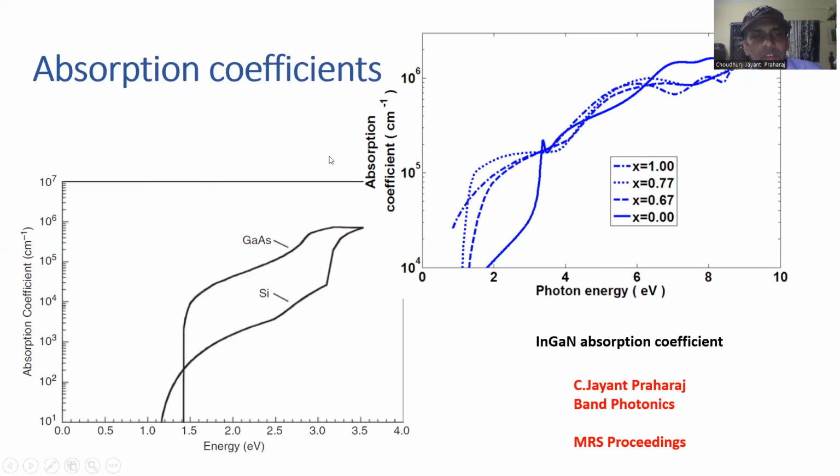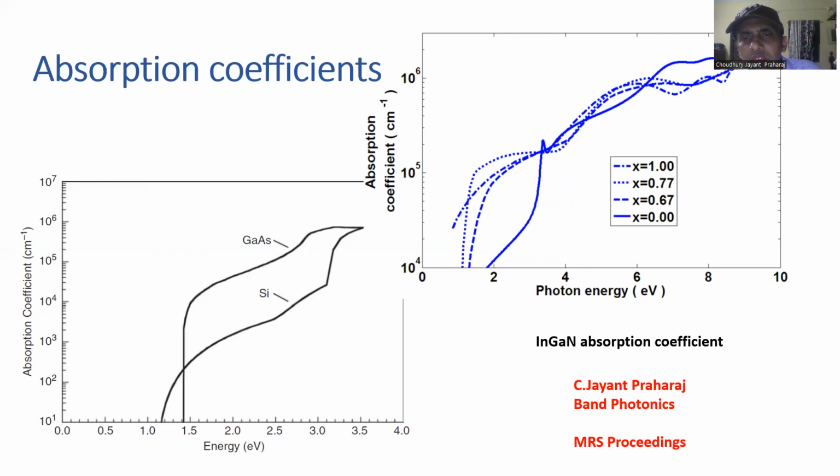This slide shows some calculations and some experimental determination of absorption coefficients in various kinds of semiconductors. On the left, we show direct bandgap gallium arsenide and indirect bandgap silicon, and you can see the absorption coefficient as a function of energy with a bandgap edge. On the right, we show the indium gallium nitride material system with 4 different indium compositions. As the indium composition percentage increases, the absorption shifts to the right along the energy axis.